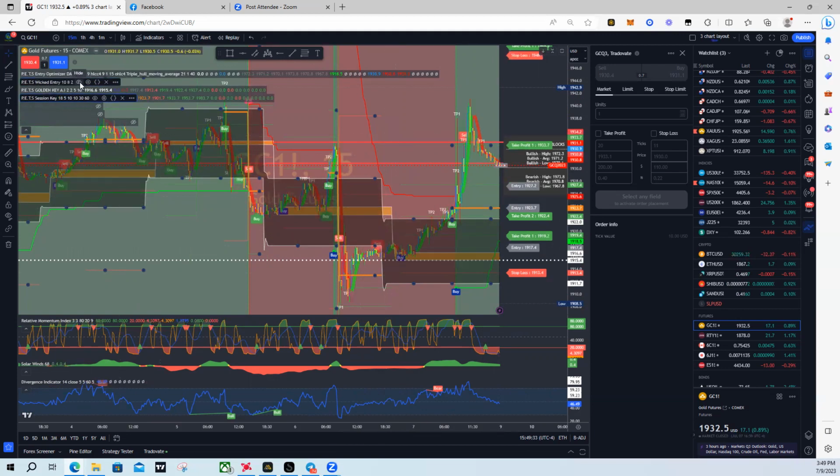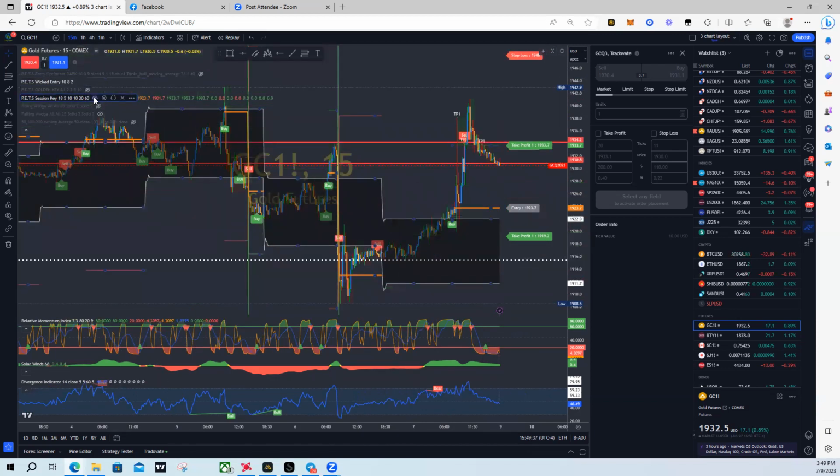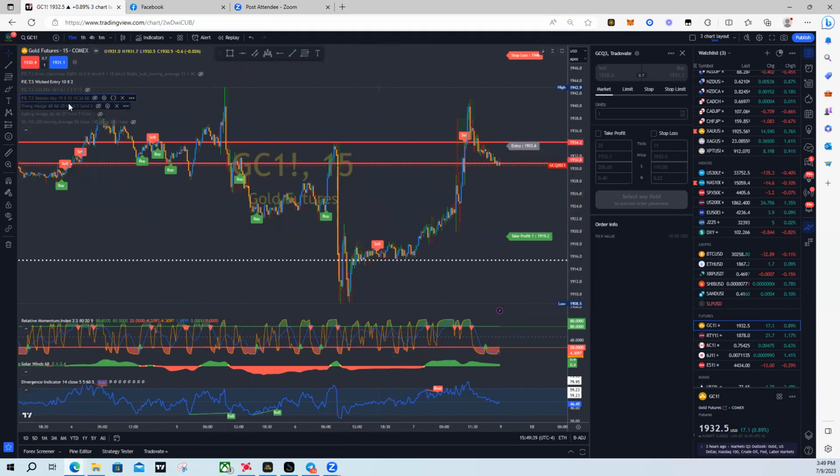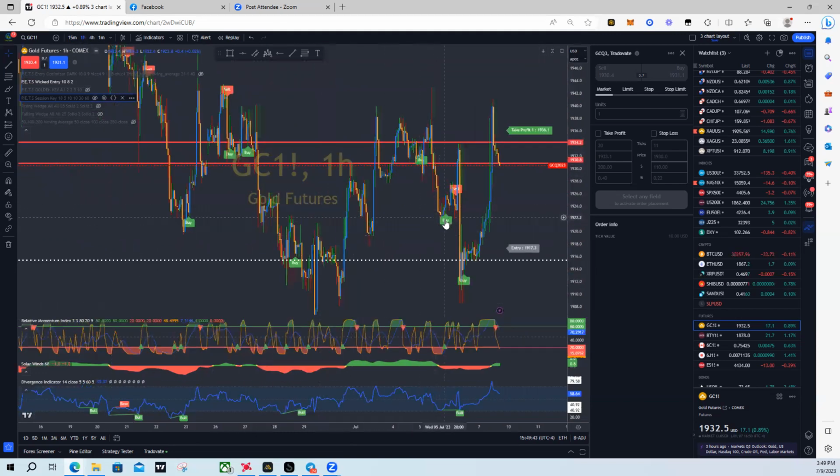We also have our wicked entry. This is a price action tool based off of price action. I like to use it on higher time frames. Great buy here, great sell, great buy. Here's another confirmation for the buy. So that's really 4 buys in this huge move to the upside from the wicked entry tool, the session key tool, the golden key tool, and the entry optimizer to confirm the trade.